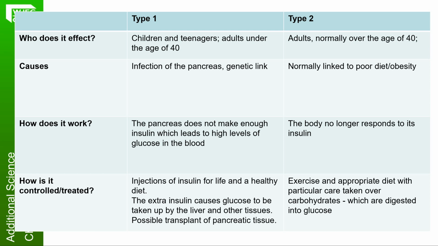So with type 2 diabetes, the best way to treat this is to do more exercise and eat an appropriate diet, in particular making sure that you're not taking in too much sugar, too many carbohydrates, which will be digested into glucose. There are also some medicines that people with type 2 diabetes will take, but insulin is not often used for type 2 diabetes in the early stages. It would only usually be needed when other medicines no longer work to control the condition.